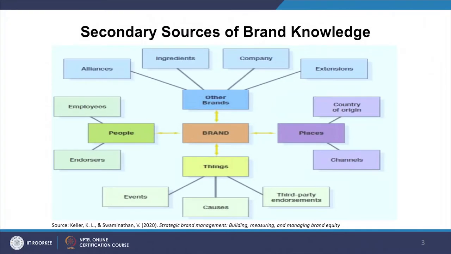a very exciting perspective, because a brand is surrounded by so many things. Let's have a look. See, a brand is associated with other brands, places, things, people, and all these, should I call them elements or associations? All these associations are a constitutive part of a brand. A brand is inseparable from its associations.